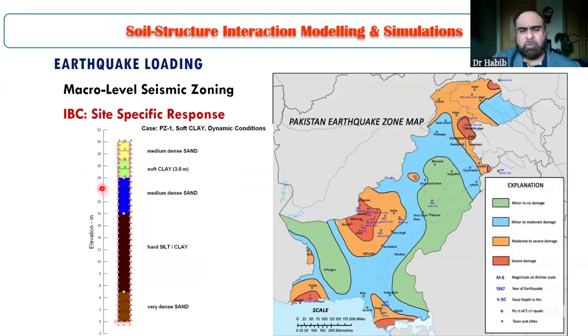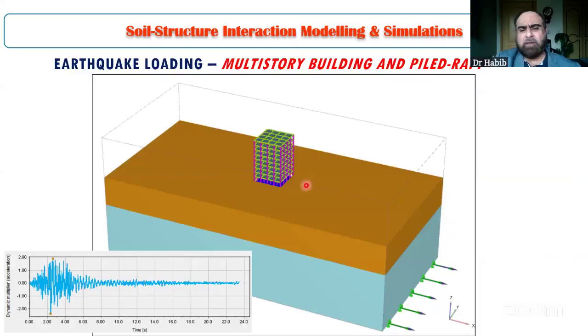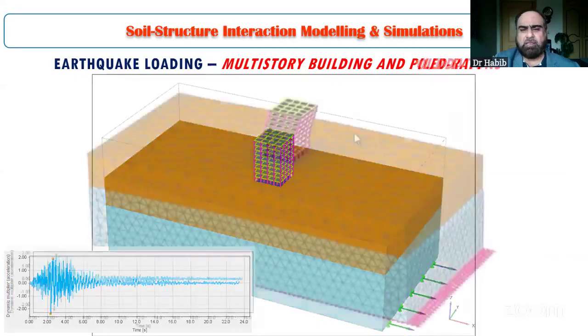Now, site-specific response can only be done through SSI modeling, in which we load a seismogram on a soil column, and then we see how it shakes. So we shake the soil column in its natural form, and this shaking is then integrated with the shaking of the building as well. Now we have a building on top of it, and we have a soil. We are shaking the soil, and along with this shaking of soil, the building will shake in this manner.